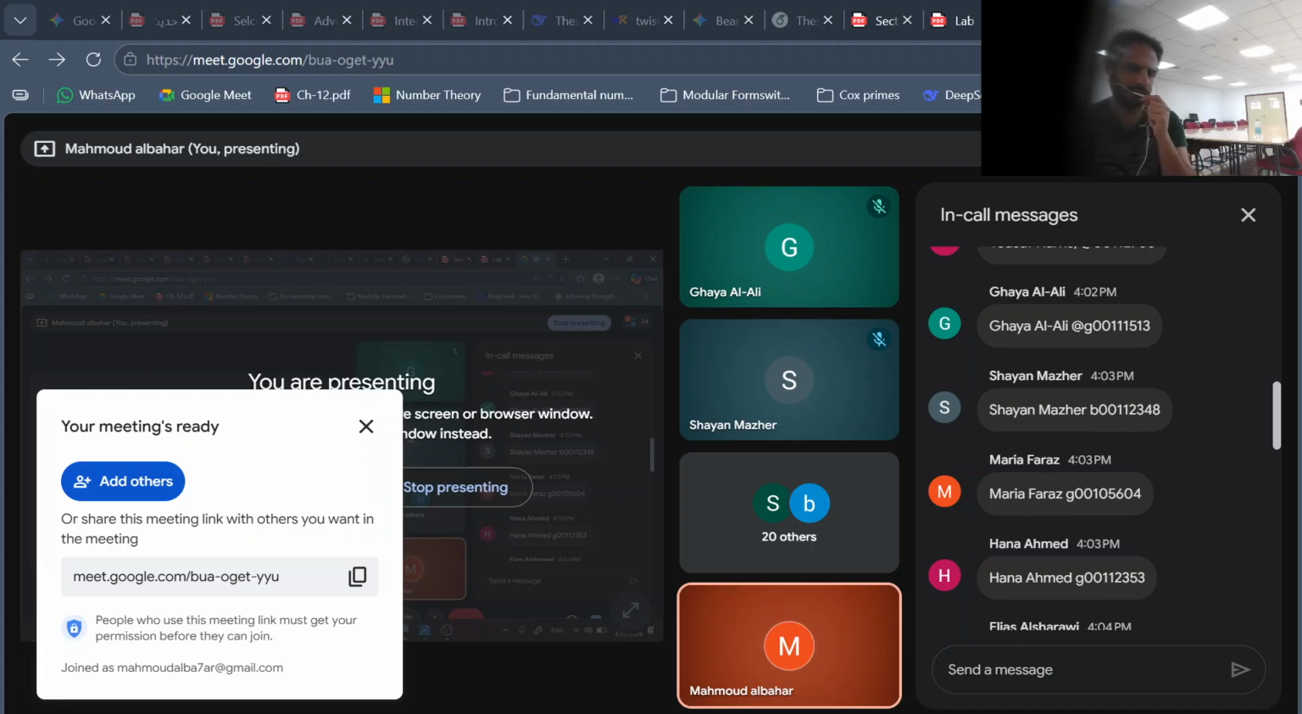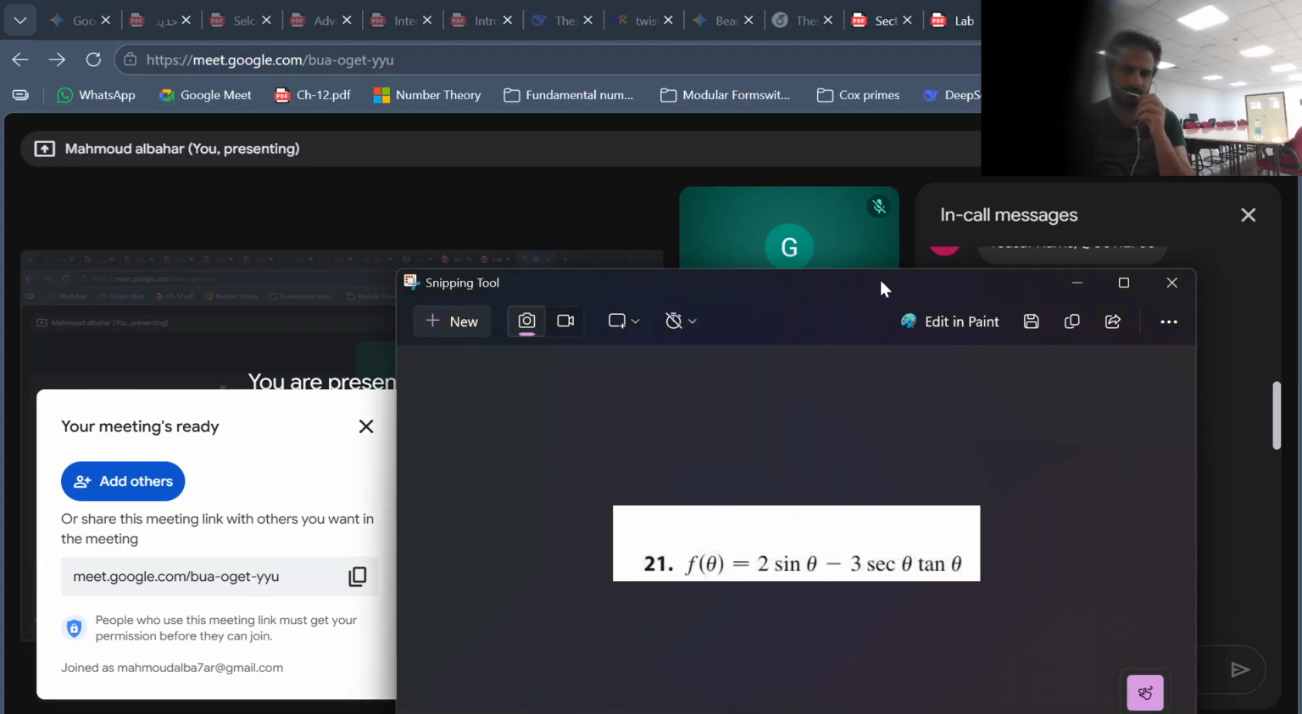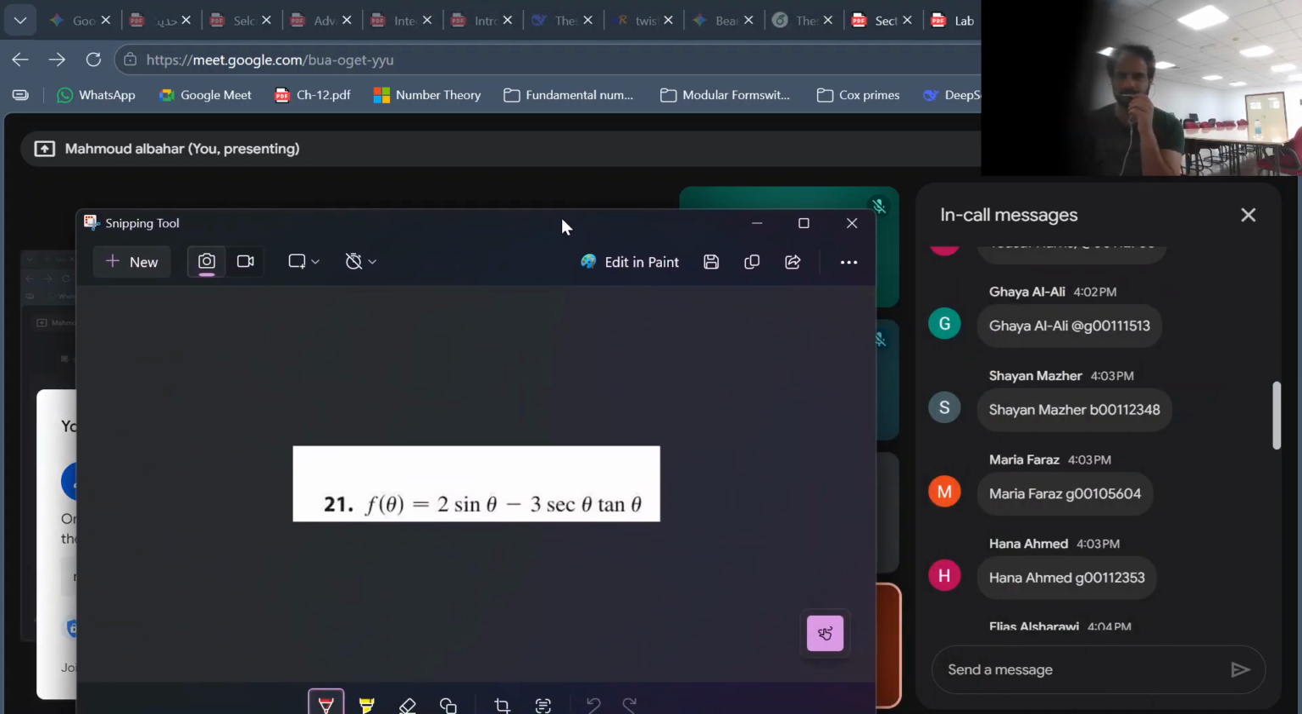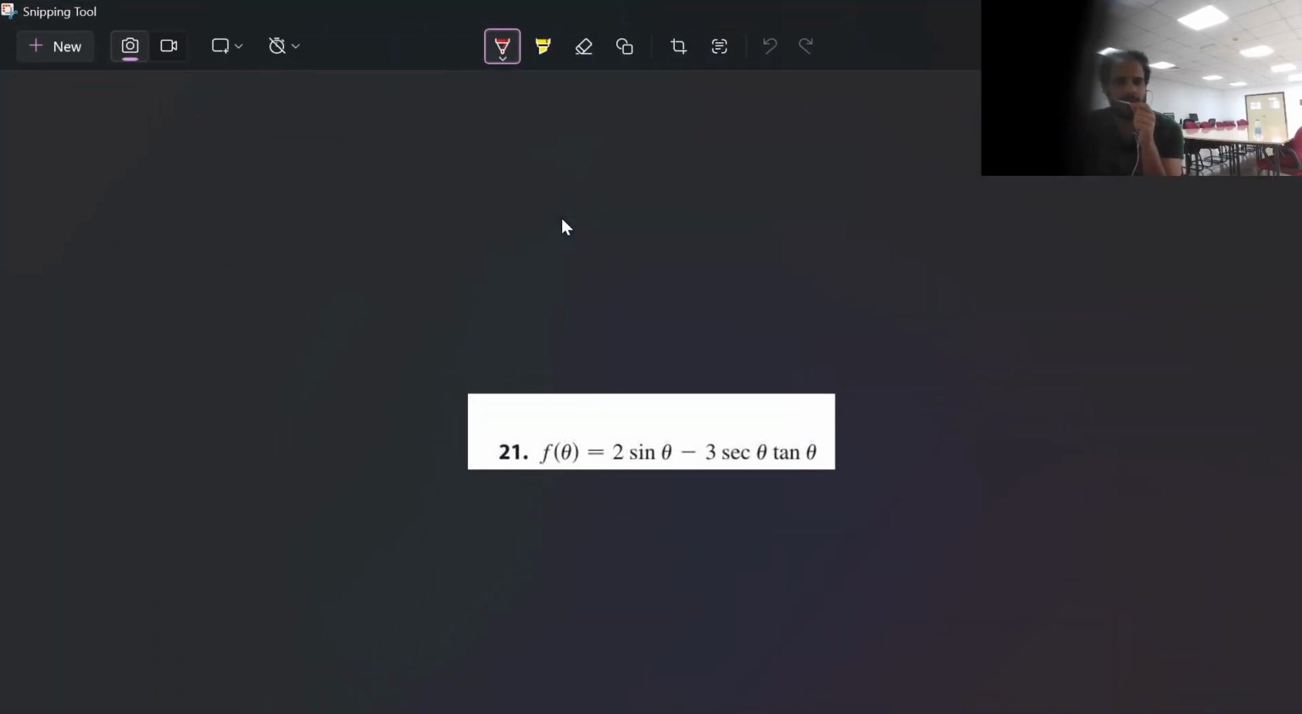Now Maria. Do you hear me? Yes. Please help me with this problem. F of theta equals 2 sine theta minus 3 secant theta tan theta. We'll use the product rule. No, here antiderivative. Okay. So antiderivative of sine is minus cosine. So minus 2 cosine theta. Then the other one, secant theta tan theta, will be secant theta for the antiderivative. So minus 3 secant theta.